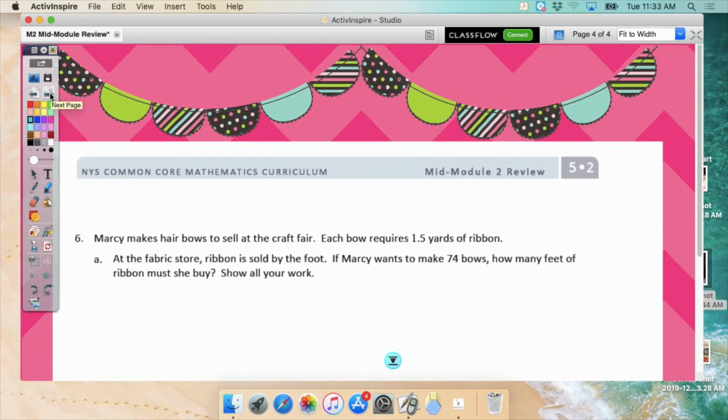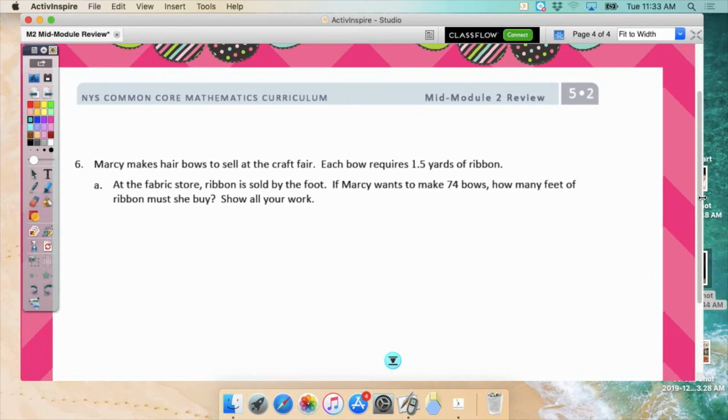This one is tough. So what I want to do, I'm going to read it and then we're going to write some notes at the top of our paper. Okay? I hope I'm recording.